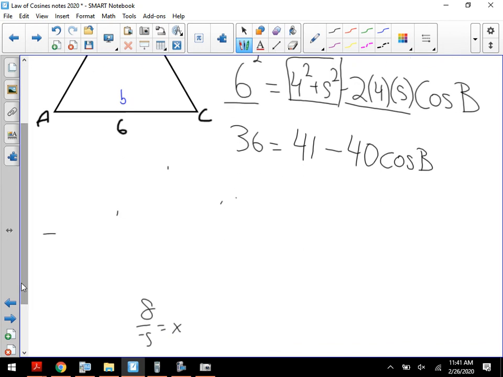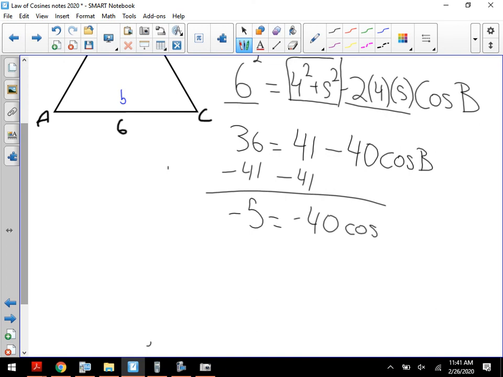I need to start moving things away from the cosine of b. What do you move first? Yes, ma'am. How do you move it? Perfect. Absolutely. Write it down. Subtract 41. You're exactly right. Subtract it, you get negative 5. Now, what's left on the right-hand side is still the minus 40 cosine b, so I write it down. Negative 40 cosine b. That stands for negative 40 times the cosine of b. How do you want to do it?